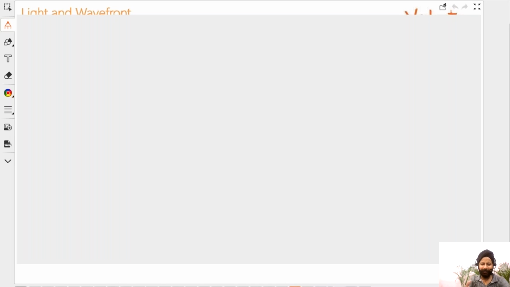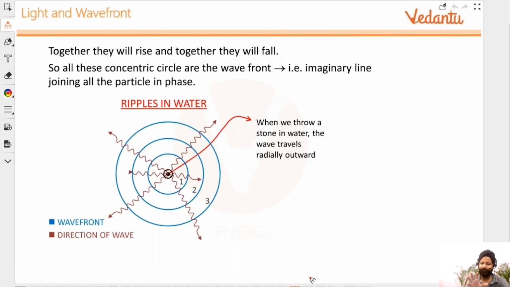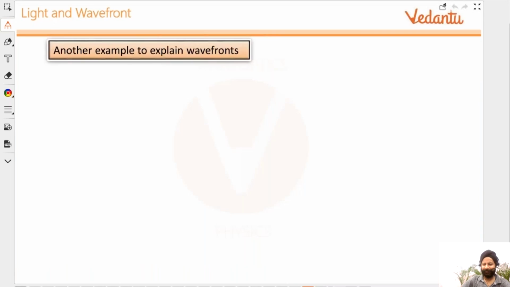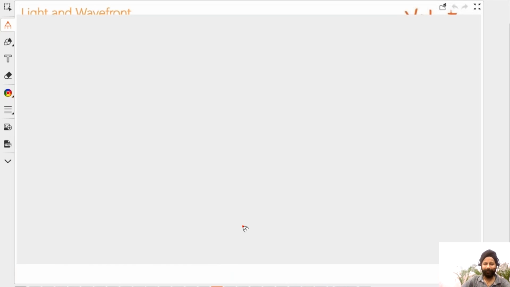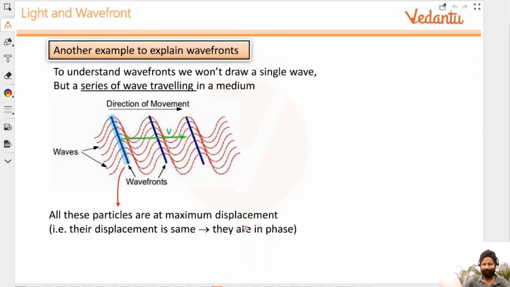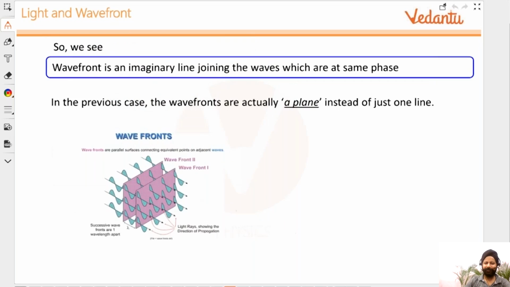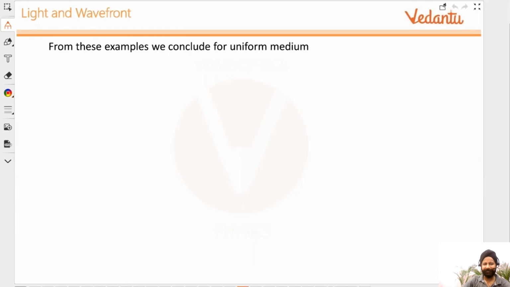So now this is what we are talking about. The direction of travel of a wave is what we actually call the ray. So let's understand wavefronts more. Now all these are the same things, they will confuse you. Yeah, so then when you look at this from a far distance away, I'm just going to skip some of the slides here. From these examples we conclude we're talking of a uniform medium.